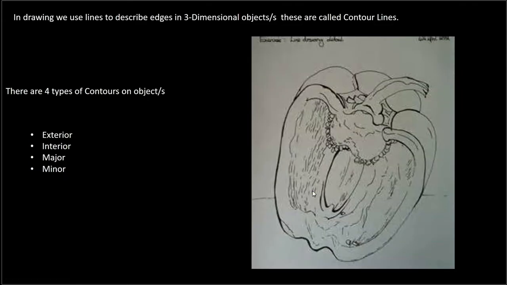In drawing, we use lines to describe edges in three-dimensional objects, and those are all called contour lines. But there are many different types of contour lines. There are exterior contour lines, interior contour lines, major and minor contour lines.